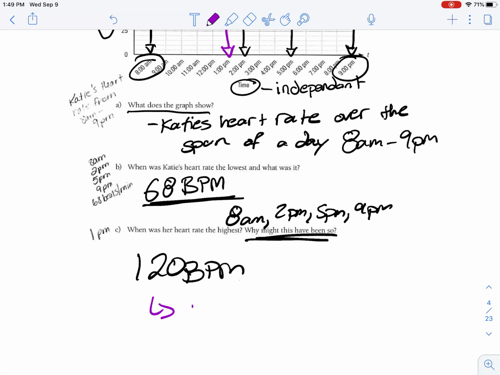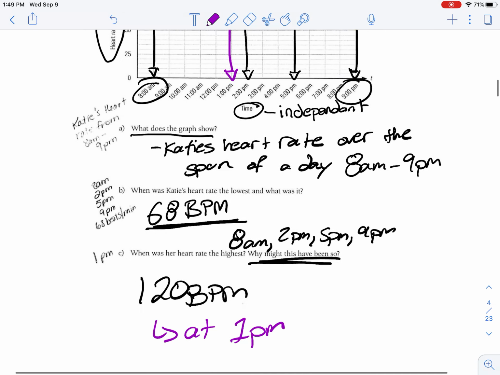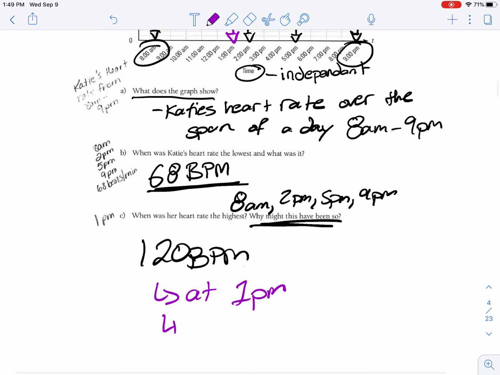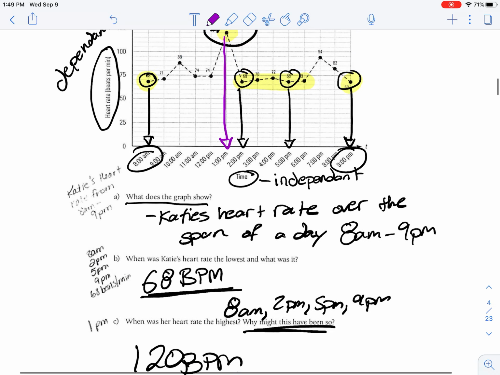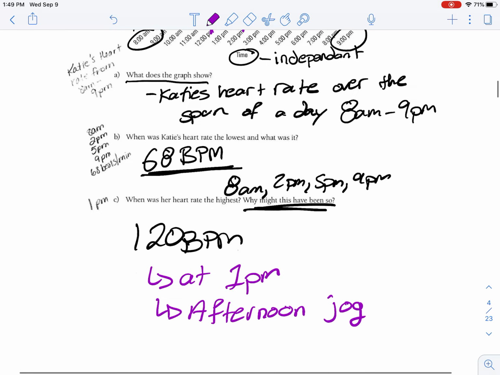Okay, so if that's at 1 p.m., what was she doing at 1 p.m.? Maybe she went for a run. Okay, I'm going to say she went for an afternoon jog. Because we can see that her heart rate over the span of about 2 hours was generally increasing and then generally going down. Okay, so from 12 p.m. to 2 p.m. we saw it go way up and then slowly go down.